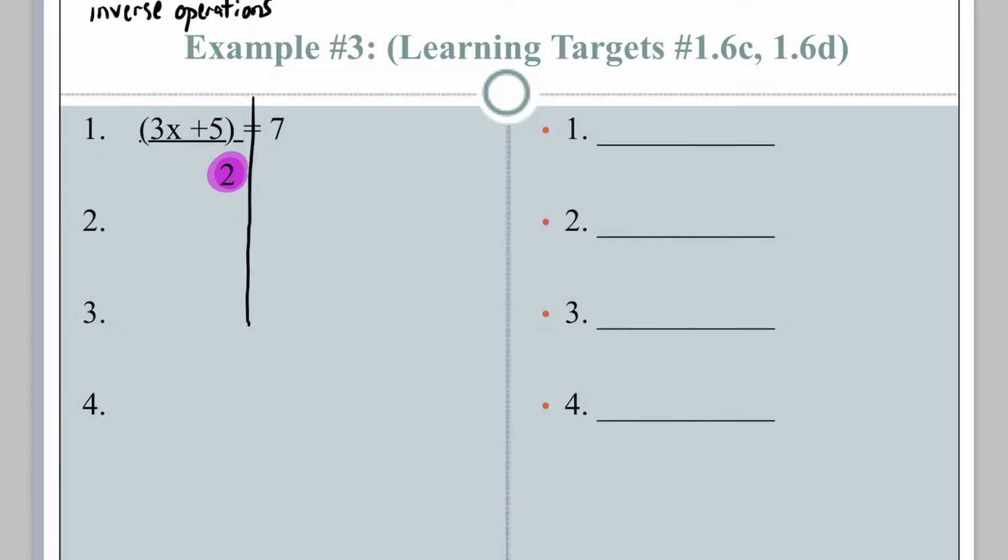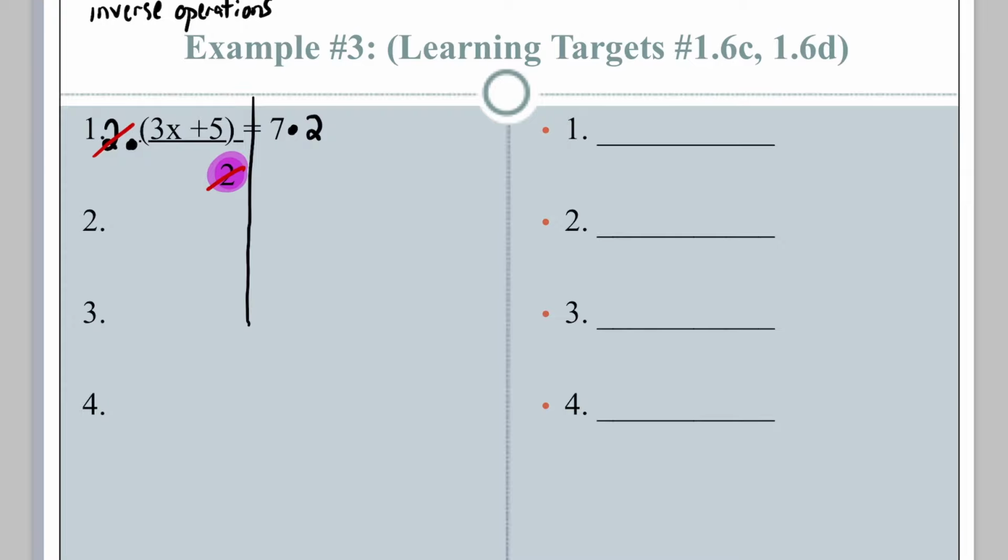So to get rid of the 2 being divided, I need to multiply by 2 on that side of the equation. And what happens is that the 2 being divided by the 2 will cancel each other out, because 2 divided by 2 is 1. And then our identity property of multiplication tells us that anything multiplied by 1 is its value. And so that will leave us with 3x plus 5 on the left side. But I multiplied by 2 on the left side, so I need to multiply by 2 on the right side of the equation.